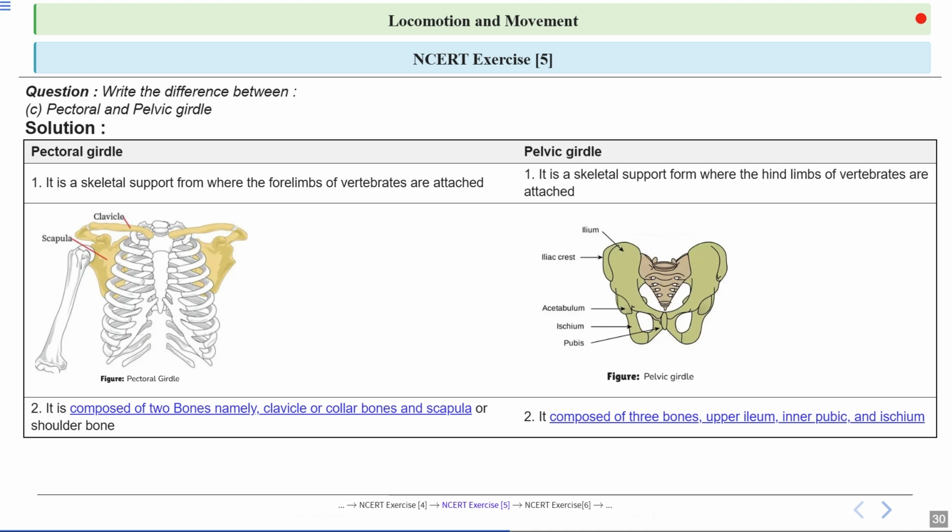In contrast, the pelvic girdle is where our hind limbs, or legs, attach, and it is made up of three bones, that is ilium, pubis, and ischium. Notice the images. These help you see exactly where each girdle is located and how they are structured. So you can think of the pectoral girdle as the shoulder harness for your arms, while the pelvic girdle is like a sturdy belt that supports your legs and helps bear the weight of your body.